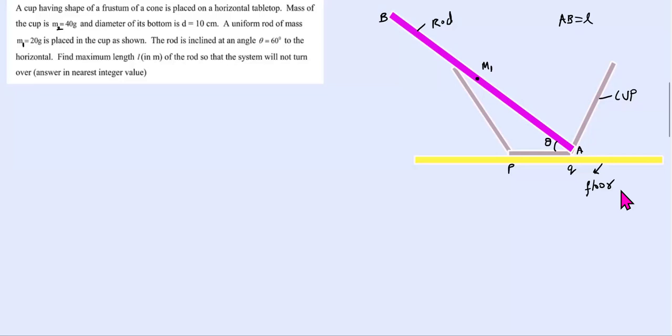Hello kids, now we'll discuss one more Olympiad problem from Pathfinder. So we have a problem like this. A cup having the shape of a frustum cone is placed on a horizontal floor, tabletop. The mass of the cup is M2. Okay, here is the mass of the cup, which we'll show acting here like this.